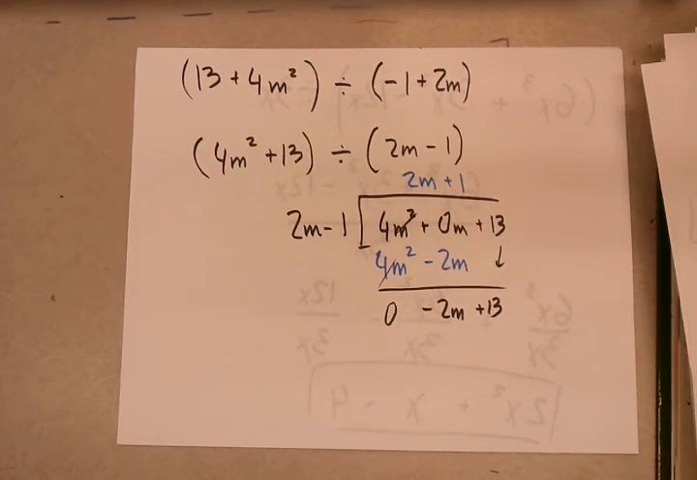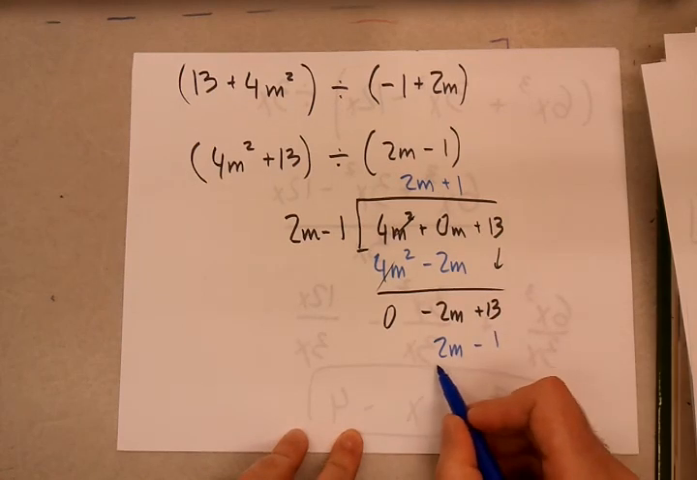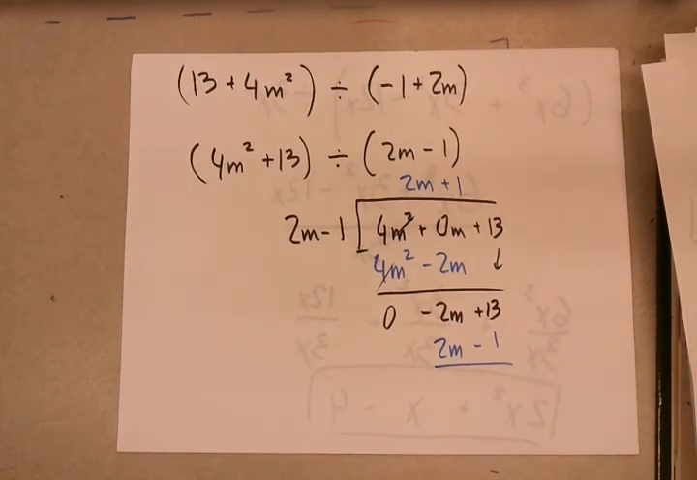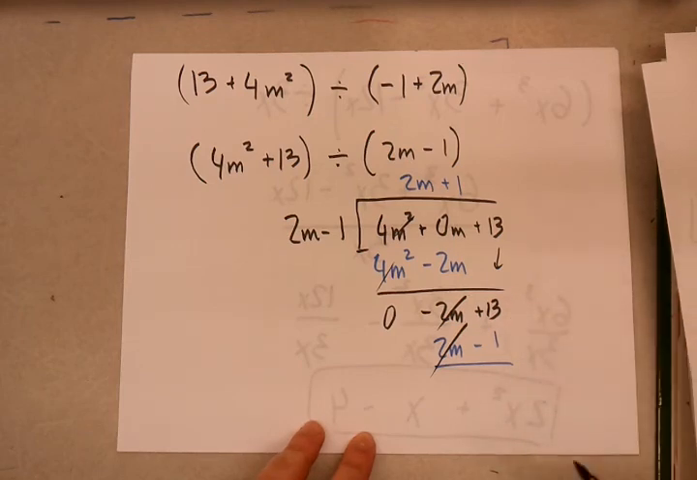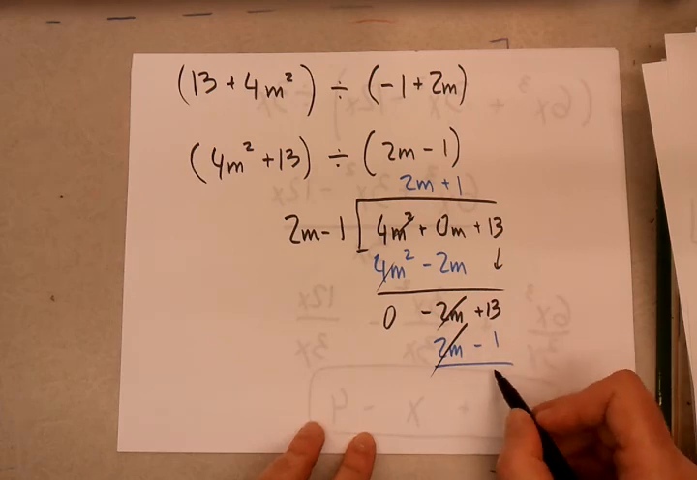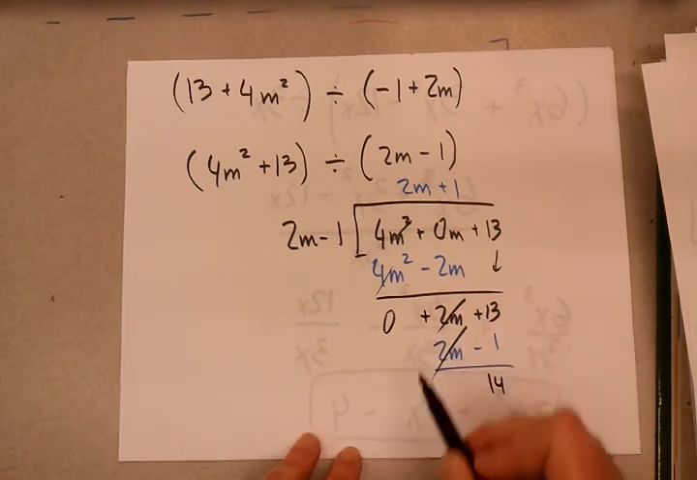So 1 times 2m, that's a positive 2m. 1 times negative 1, that's just a negative 1. Everything multiplied by 1 doesn't really change. So let's see what we have here. That's gone. And here we have a 13 and a negative 1, which is going to give us 13 minus a negative 1, is going to give us positive 14. And actually, that should have been a positive 2m now that I think about it.